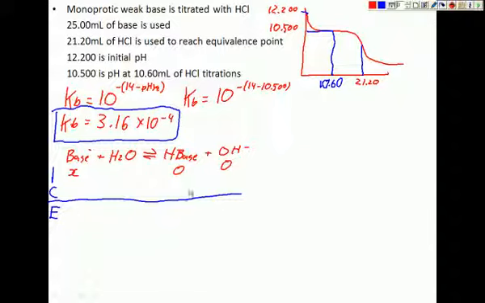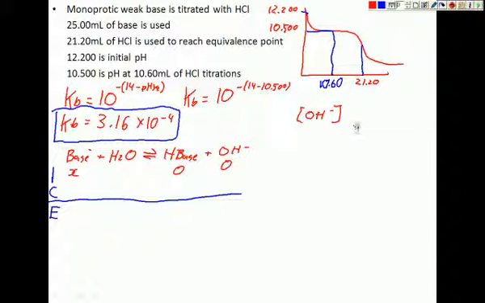Okay. This is going to decrease by a factor of y, and this is going to increase by a factor of y, and this is going to increase by a factor of y. So let's figure out what y is. Or in other words, let's figure out what our OH concentration is.